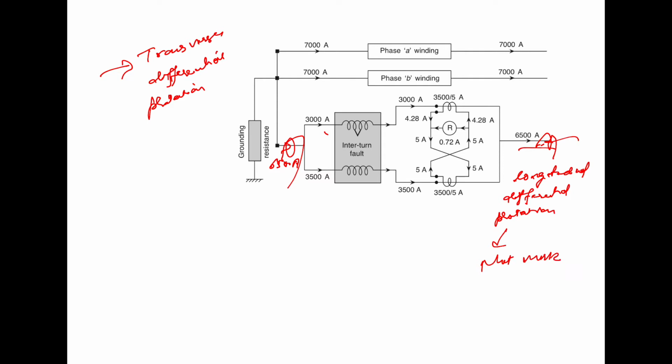It will not work, and because of the splitting of the winding and transverse connection of the CTs, there is a spill current. If you see, there is a spill current of 0.72 ampere. This is 4.28 ampere and this you have 5 ampere. So a spill current of 0.72 ampere in the transverse differential relay is there, and you can have a setting of nearly about 0.5 ampere. It will be enough to detect the fault, because the current which is flowing through it is 0.72 ampere.